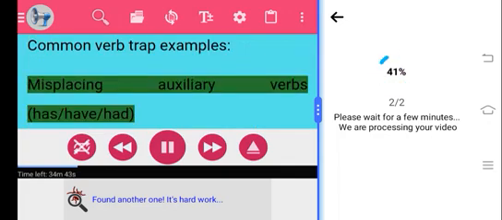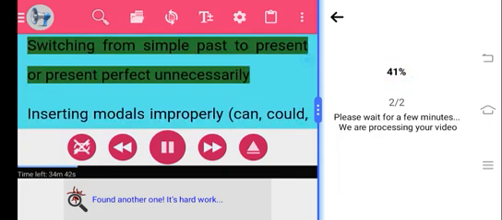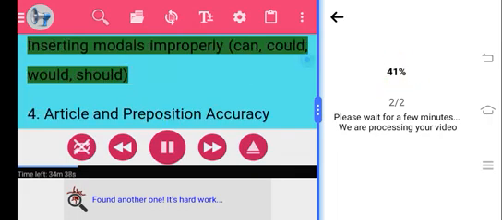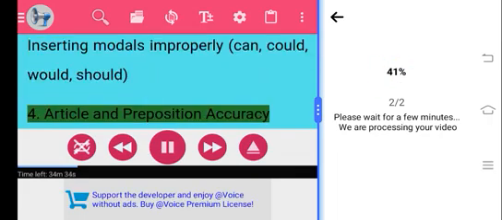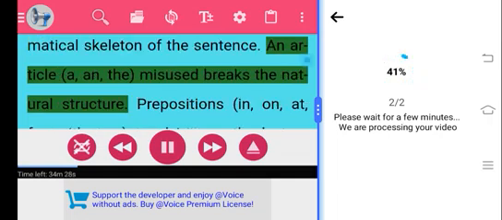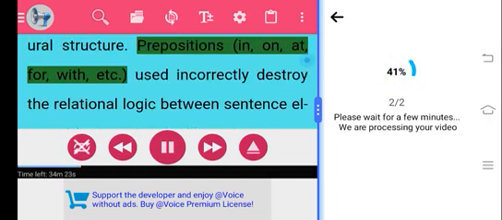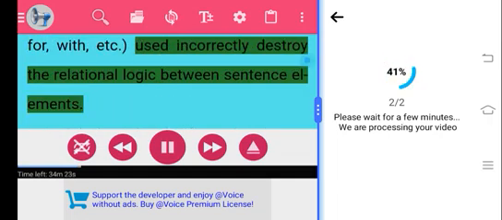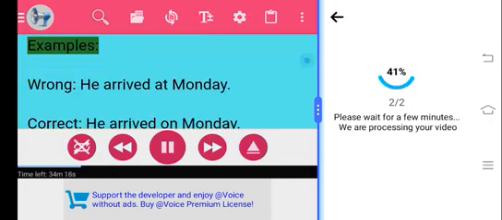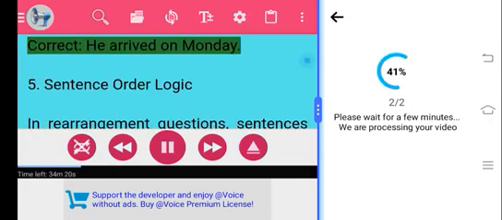Misplacing auxiliary verbs: has, have, had. Switching from simple past to present or present perfect unnecessarily. Inserting modals improperly: can, could, would, should. 4. Article and preposition accuracy. These small words maintain the grammatical skeleton of the sentence. An article, a, an, the, misuse breaks the natural structure. Prepositions in, on, at, for, with, etc., used incorrectly destroy the relational logic between sentence elements. Examples. Wrong: arrived at Monday. Correct: he arrived on Monday.